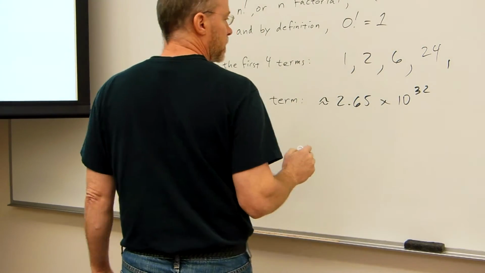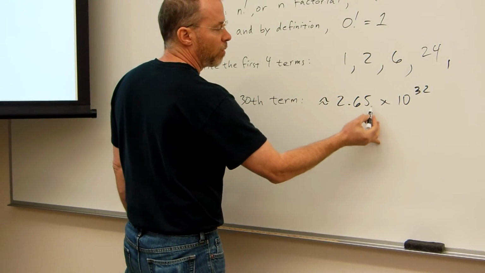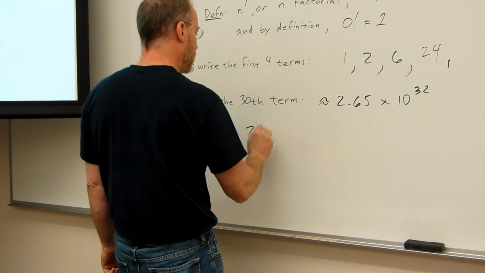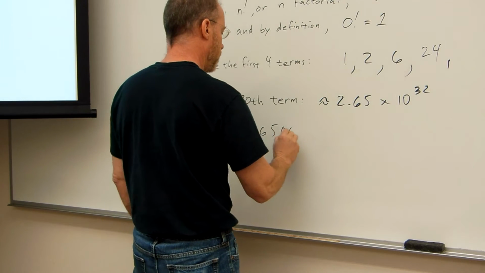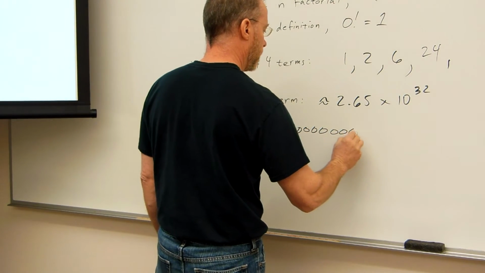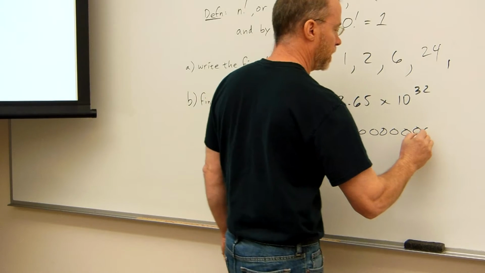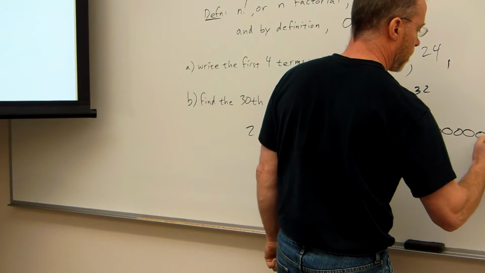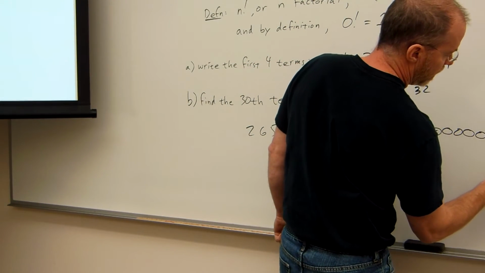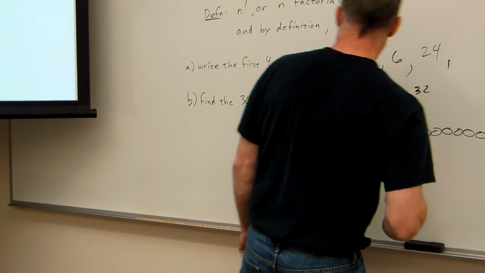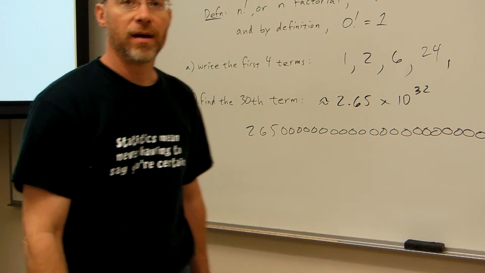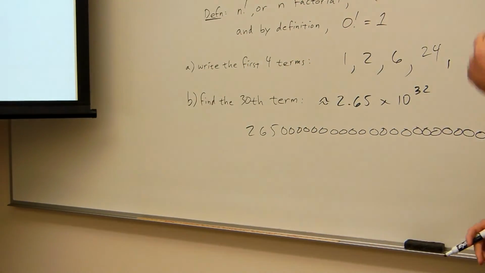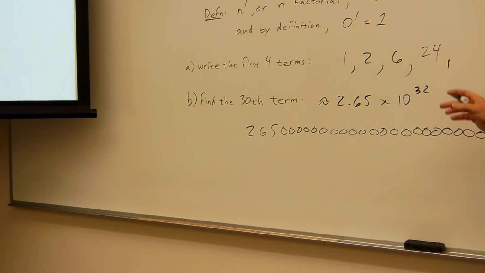And if I wrote that out in standard notation, I'd have to move the decimal point 32 times. So it would be a 2 and a 6 and a 5. And I need to move the decimal place 1, 2, 3, 4, 5, 6, 7, 8, 9, 10, 11, 12, 13, 14, 15, 16, 17, 18, 19, 20, 1, 2, 3, 4, 5, 6, 7, 8, 9, 10, 11, 12. That's a big number, huh? I won't bother putting in the commas. But 30 factorial is a humongous number.